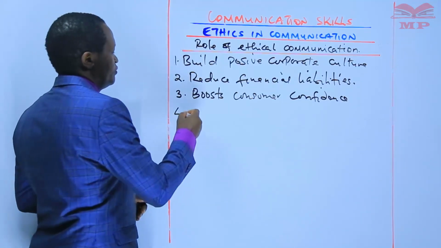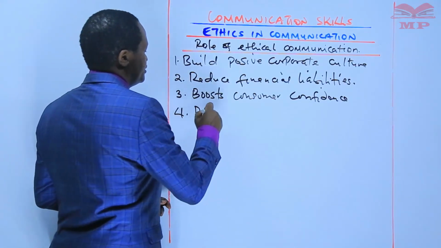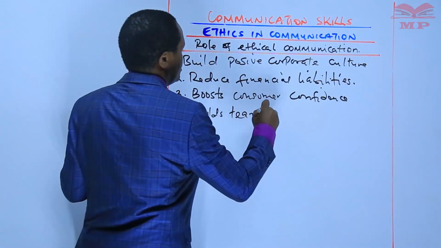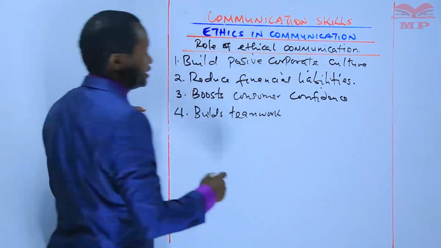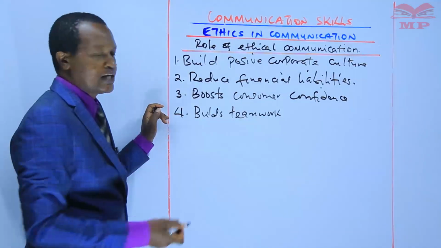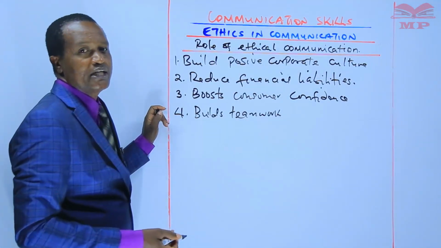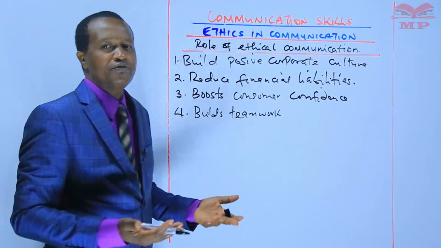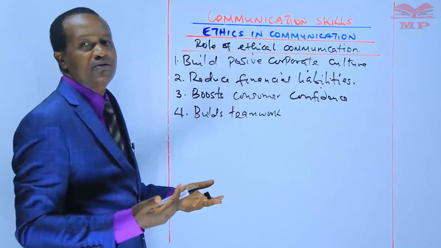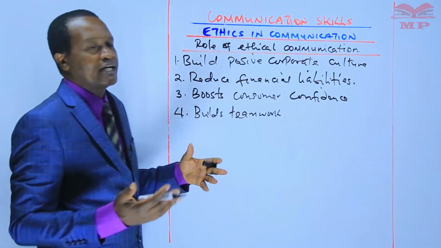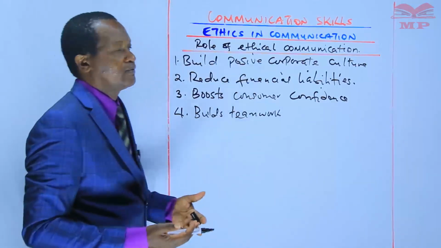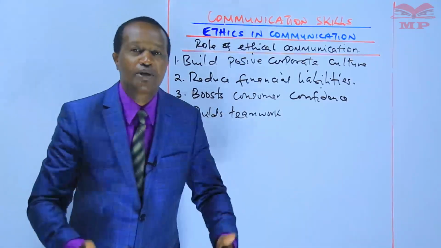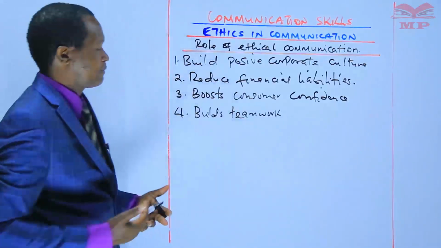Number 4, builds teamwork. Ethical communication can help build teamwork among employees. Now, when everybody's opinion, culture, behavior, and beliefs is respected, then employees can interact freely with each other, and they may also work together to achieve the company's objectives.